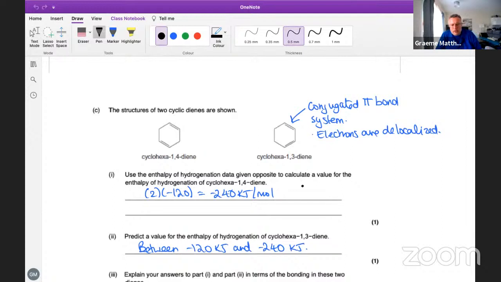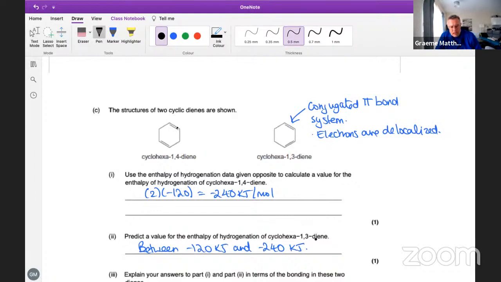And so here we are on this one. It says, use the enthalpy of hydrogenation data given opposite, actually on the very first question, to calculate a value for the enthalpy of hydrogenation of cyclohexa-1,4-diene. Now on this bit, chemist, do you see that the 2 pi bonds are nowhere near each other? So it goes pi bond, sigma, sigma, pi bond. They're nowhere near each other. So you can't have overlap of the p orbitals, because to have overlap of the p orbitals you would need pi, sigma, pi. This one then is just 2 times minus 120, which is minus 240 kilojoules per mole.